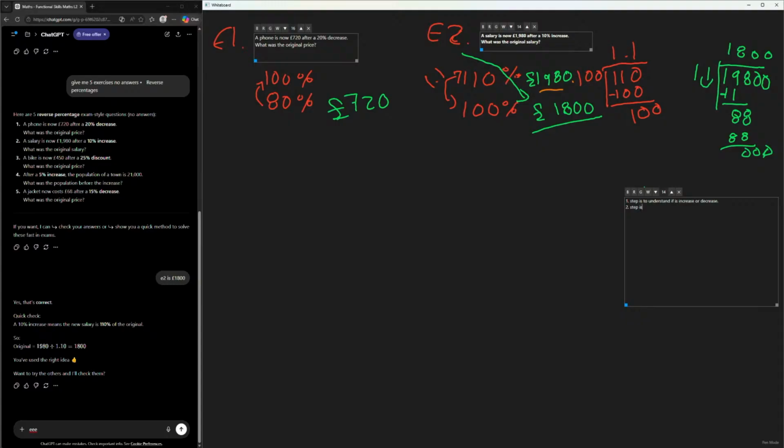Second step is... so let's do A, then if it is an increase, the first step is to add 100% plus the percentage increase. So 100 plus 10%.